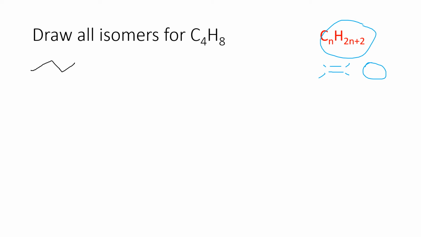So where can we put, so we have butane, right? Where can we put the double bond? We can put the double bond at the end of the molecule, or we could put the double bond in the middle, right? So 1, 2, 3, 4. So this is going to be 1-butene, and this is going to be 2-butene.